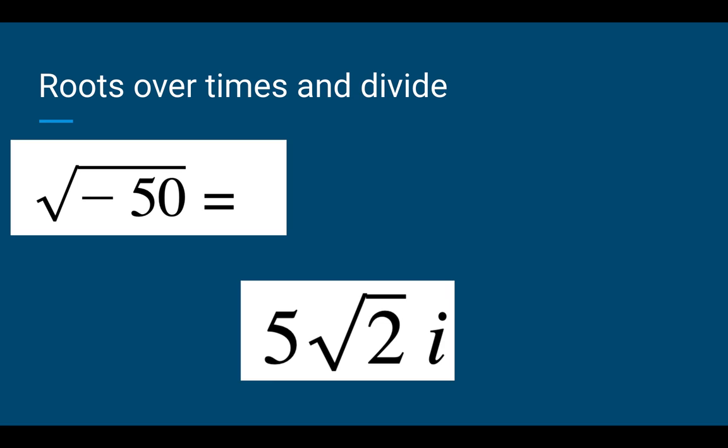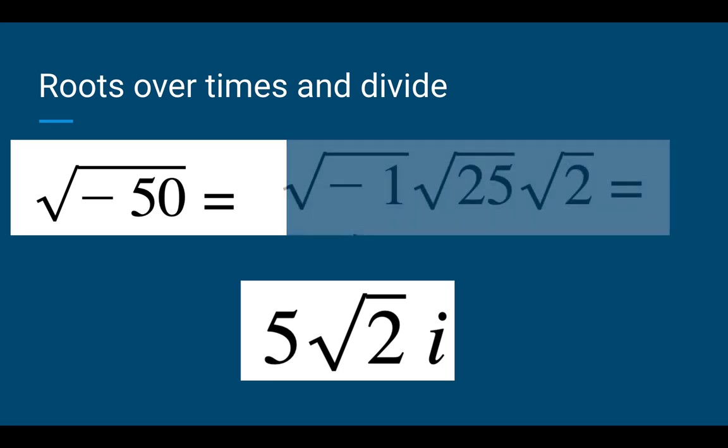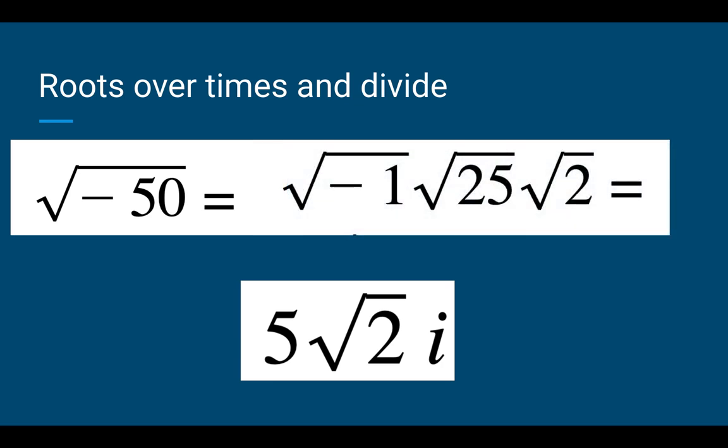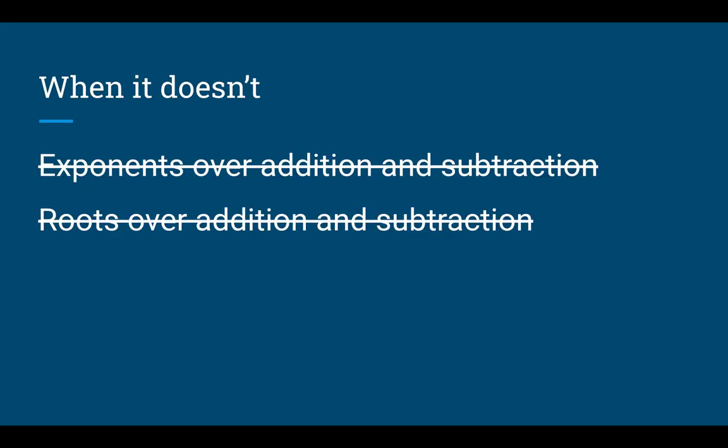Similarly here, I've got the answer up already, but why can you get that? Because you can split that up into -1 times 25 times 2. You can just apply it to each part separately, and the square root of -1 is the i, the square root of 2 can't really be written any other way, but the square root of 25 is 5.